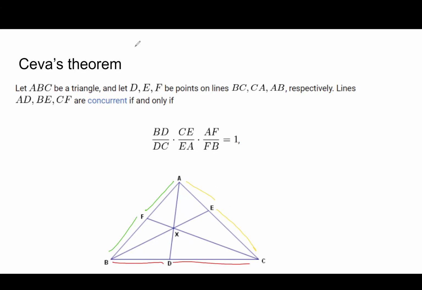And when you're using this theorem, just make sure to be careful. You don't want to accidentally write DC over BD. It should always be BD over DC. So just be consistent with your ratios. If you write DC over BD, then everything else must be reversed. I'll give you guys 2 minutes to just take this in.